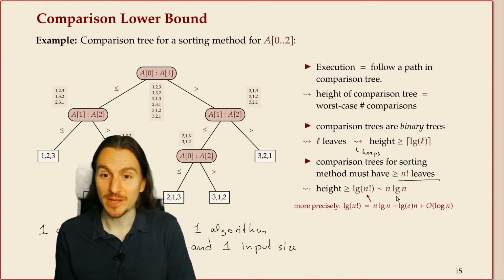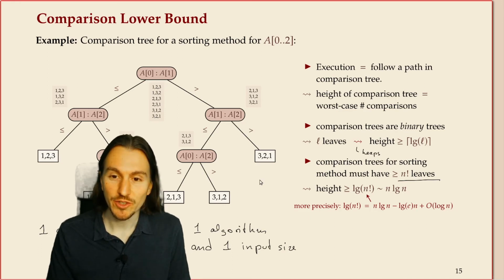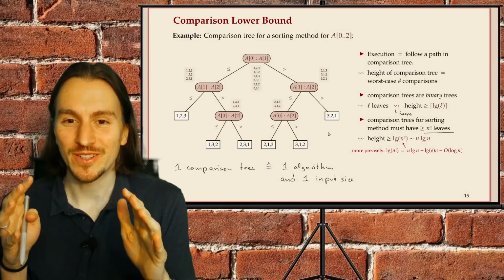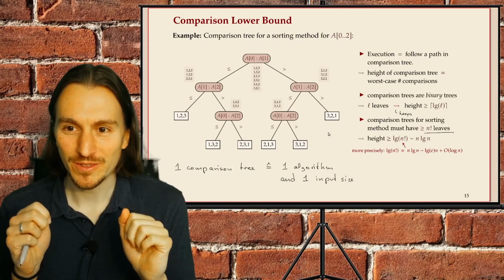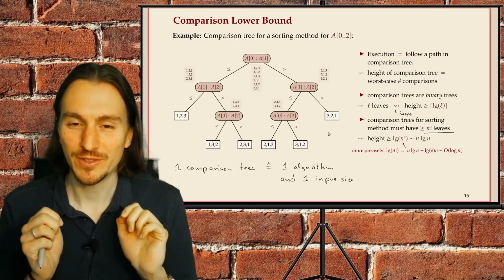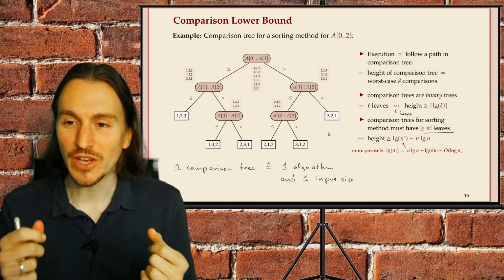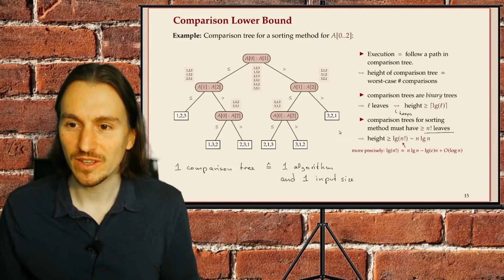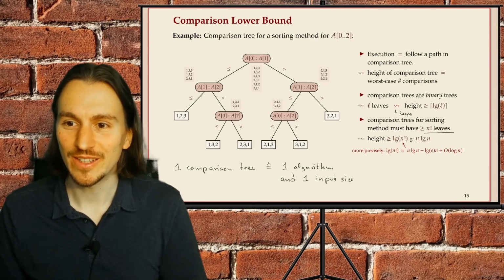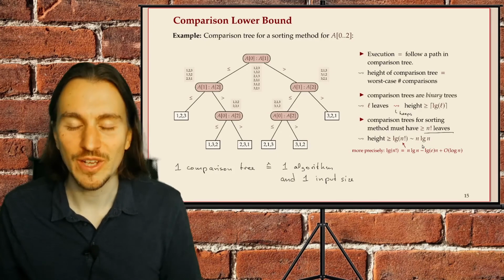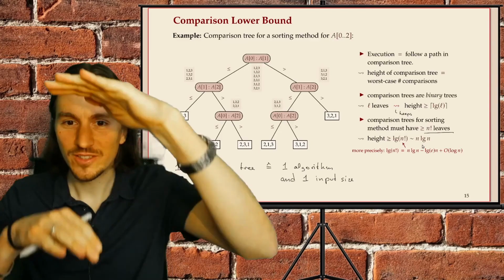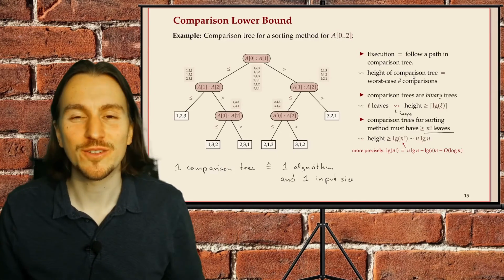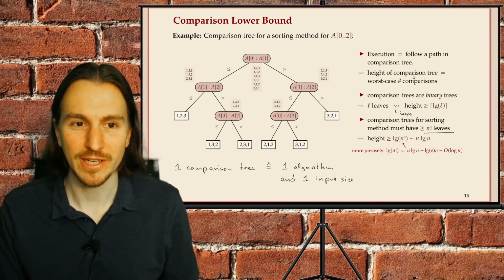So wrapping up, any comparison-based sorting algorithm corresponds to one decision tree per input size. Any such decision tree for a size n has to have n factorial leaves, and it has to have height at least log of that, which is n log n up to lower order terms. So the height of this comparison tree must be n log n, and the height of the comparison tree is the worst case number of comparisons of that algorithm.